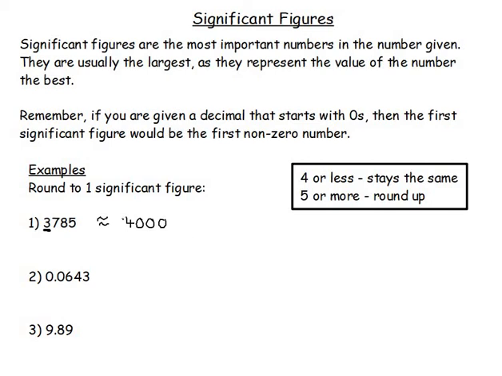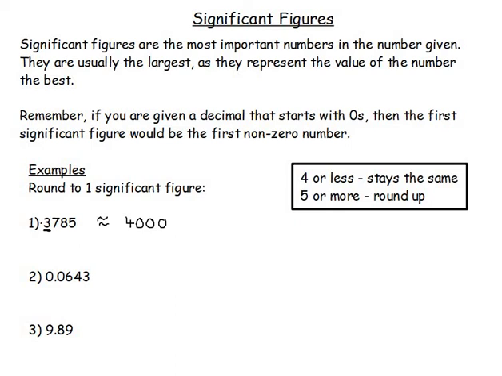Notice you only have one number that's a non-zero number and you have to keep the value of the number. So because it was a 3,000 in our question, we want to keep it as a 4,000. It rounded up, but it still needs to be 1,000.